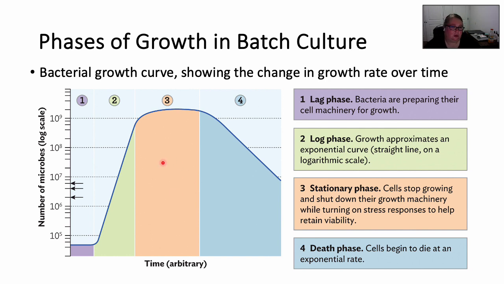Okay, so our bacterial growth curve is going to have 4 parts. We have the lag phase here. We have the log phase. We have the stationary phase, which is 3, and 4, we have the death phase.